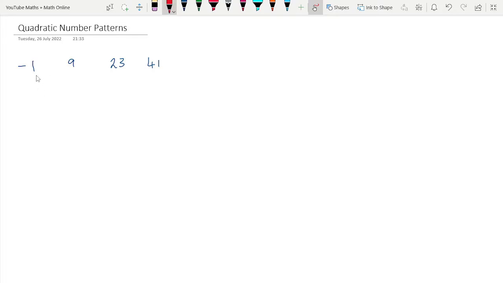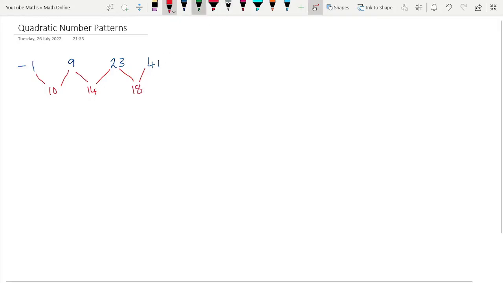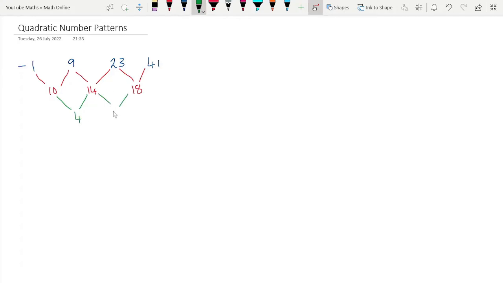So from -1 to 9, the difference between those two terms is 10. From 9 to 23, the difference between those two terms is 14. Then from 23 to 41, the difference is 18. Okay, so that is the first difference. And let's look at the differences between them. The difference from 10 to 14 is 4, and the difference from 14 to 18 is 4.